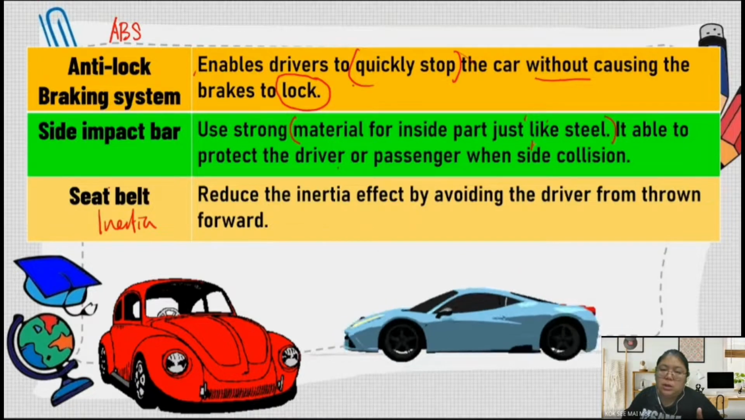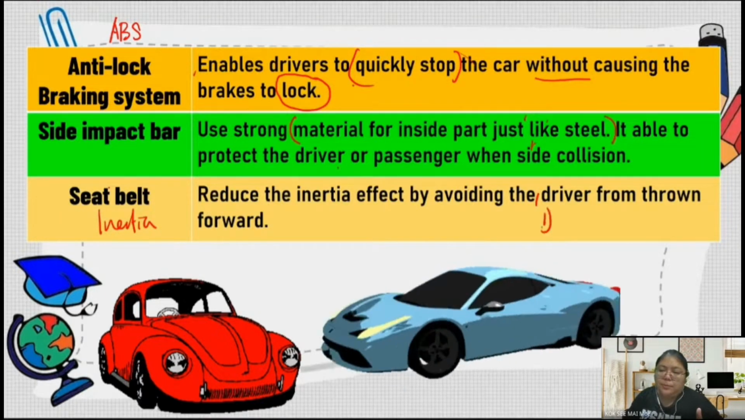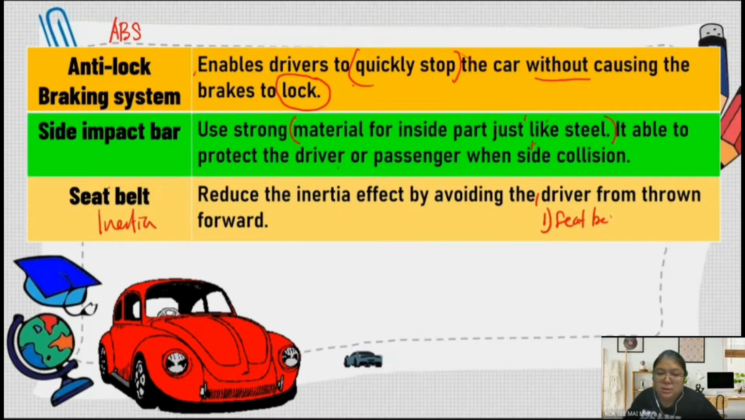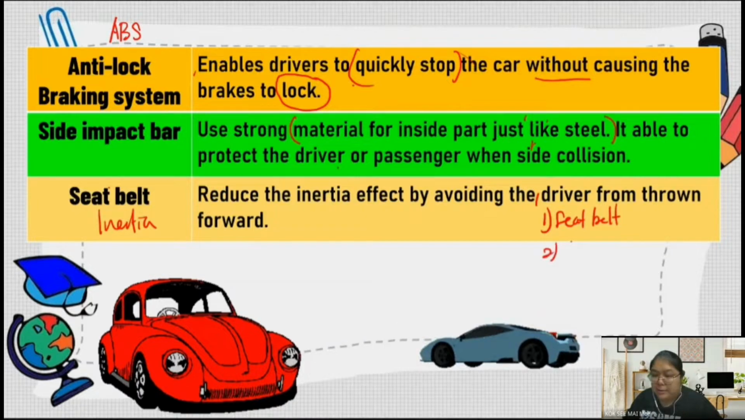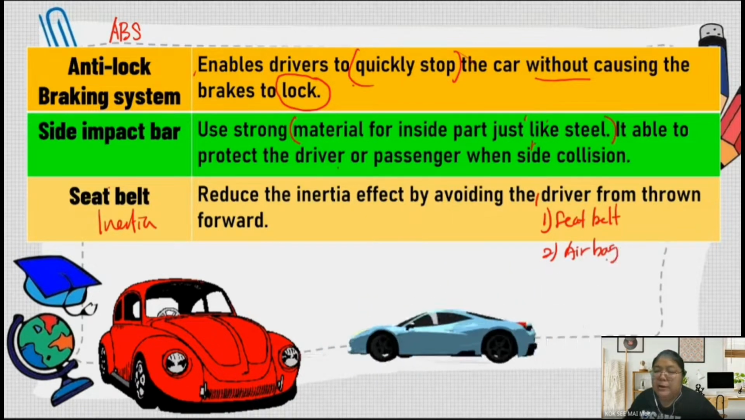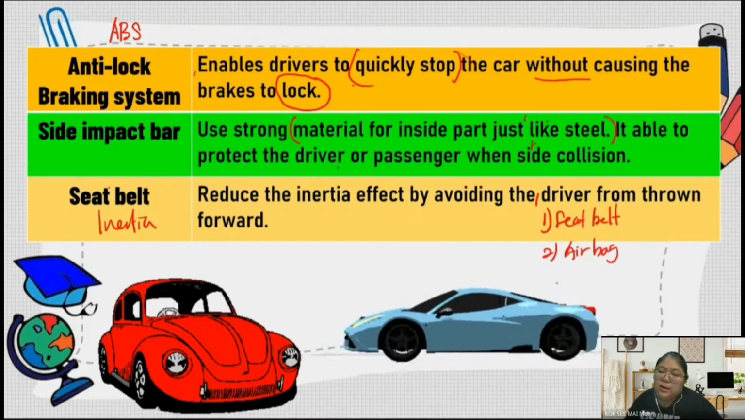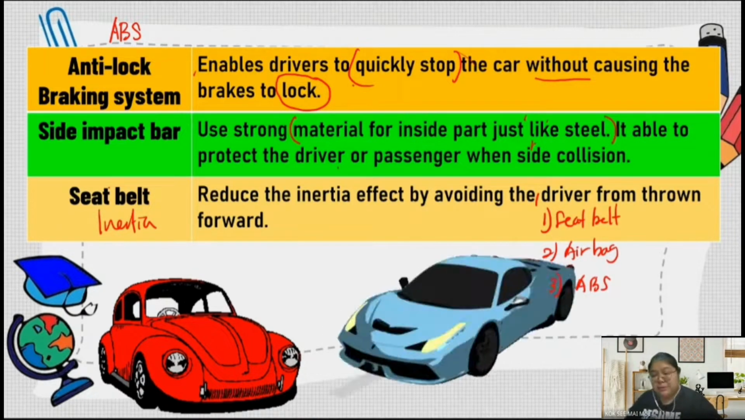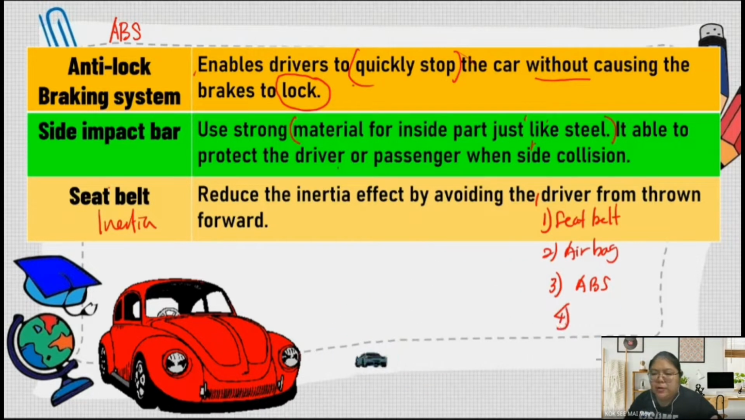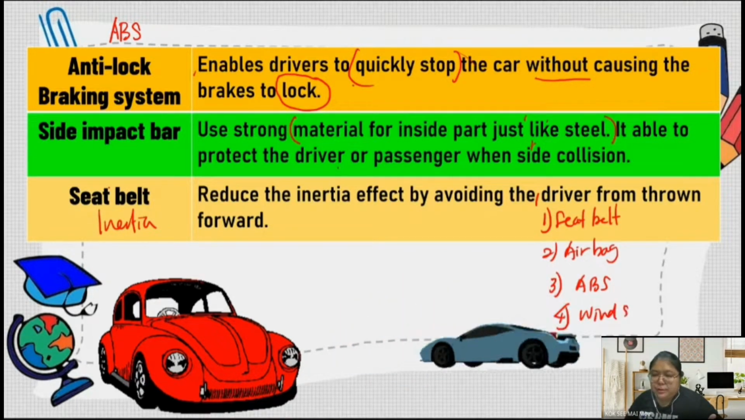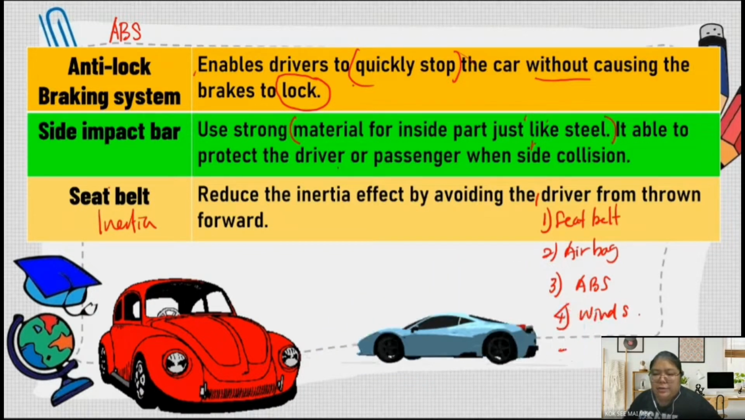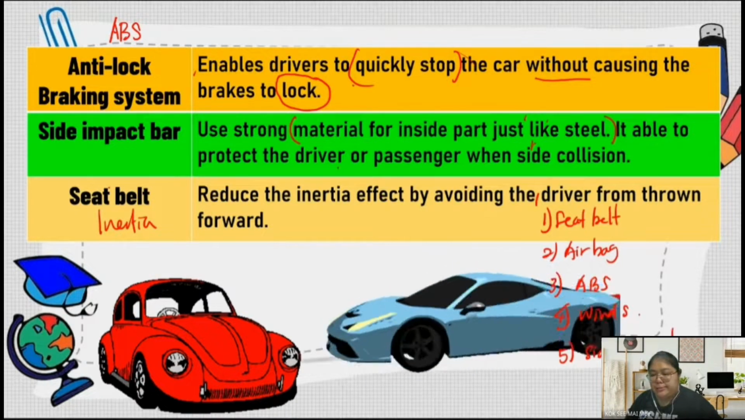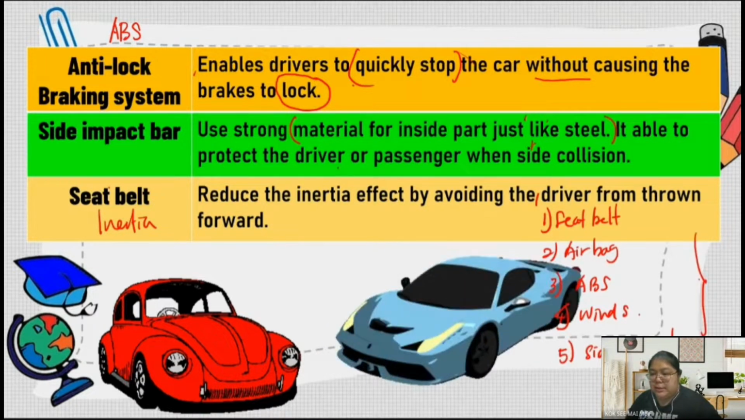You can put the first one, you're talking about the seat belt. Your seat belt is inertia. Okay, number 2, you're talking about the airbag. The airbag is an impulsive force. Okay, number 3, you can talk about ABS. ABS is another explanation. Okay, number 4, you can say windscreen. Okay, number 5, you can talk about the side impact bar. Okay, 5 times 2 is 10 marks.